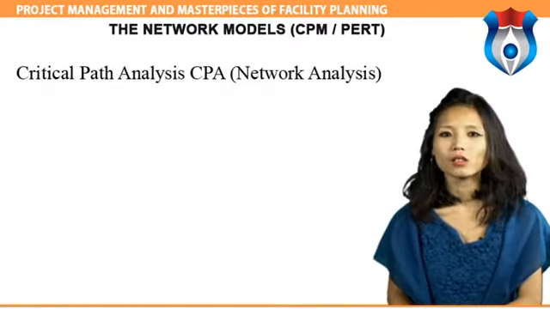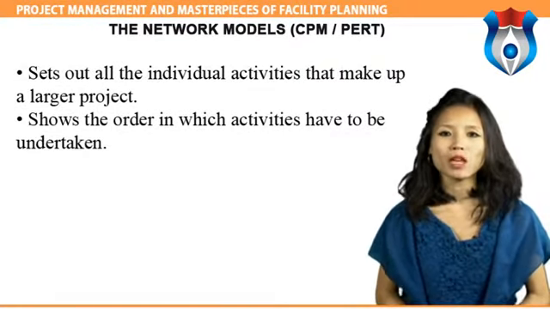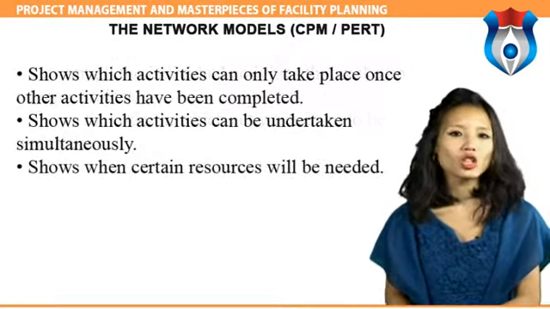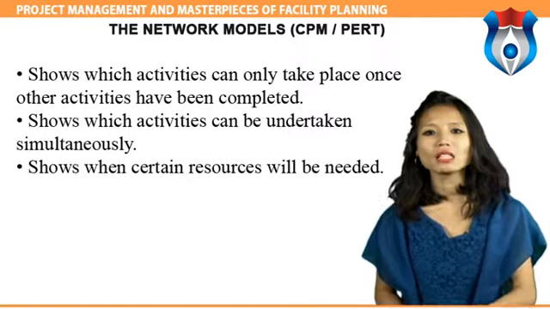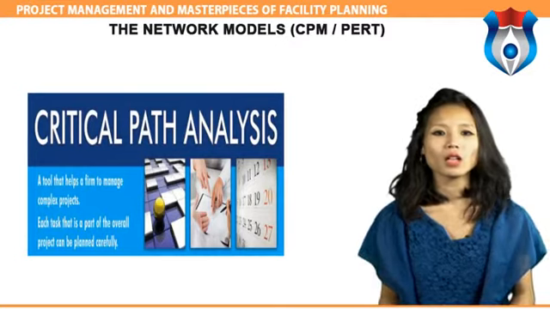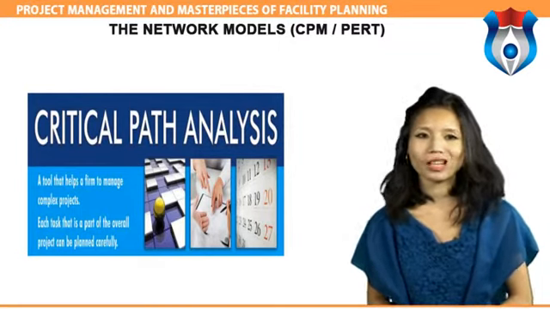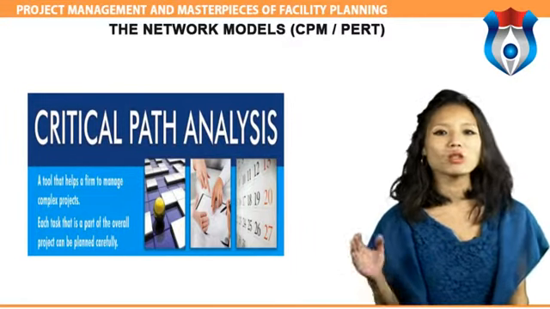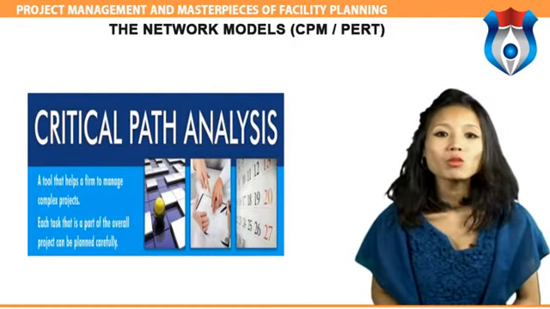Critical path analysis (CPA), network analysis. Critical path analysis is a project management tool that sets out all the individual activities that make up a larger project, shows the order in which activities have to be undertaken, shows which activities can only take place once other activities have been completed, shows which activities can be undertaken simultaneously, thereby reducing the overall time taken to complete the whole project, and shows when certain resources will be needed, for example, a crane to be hired for a building site. In order to construct a CPA, it is necessary to estimate the elapsed time for each activity, that is the time taken from commencement to completion.